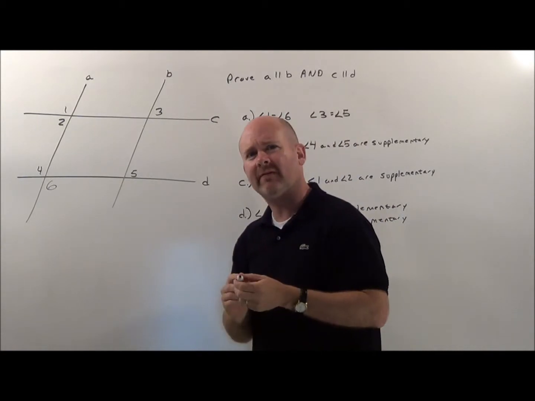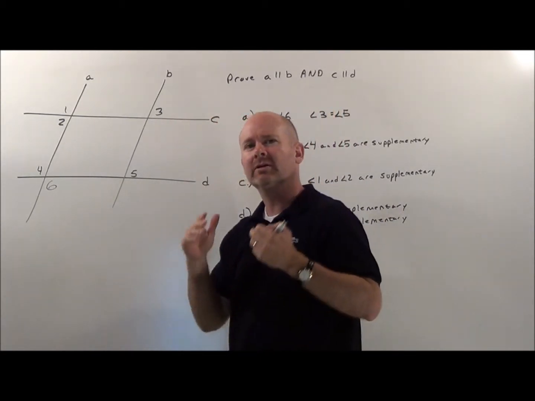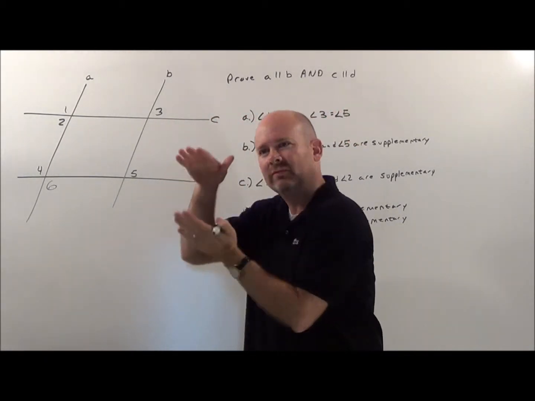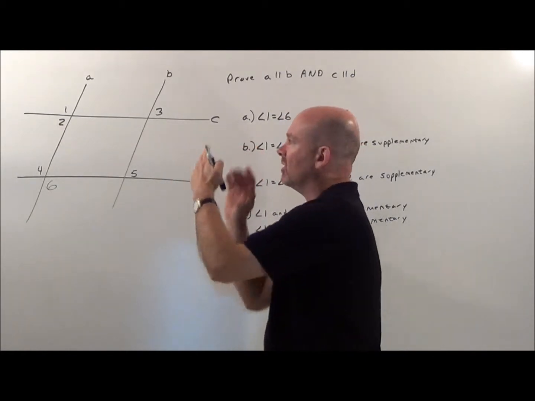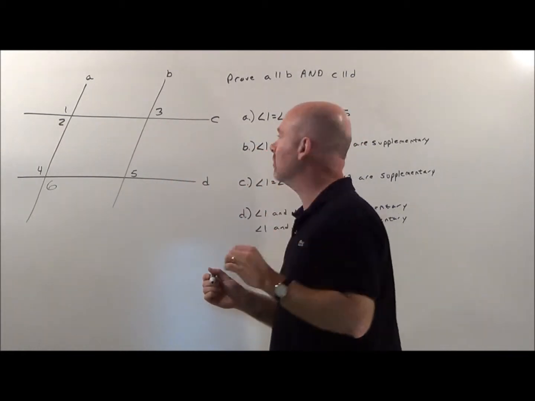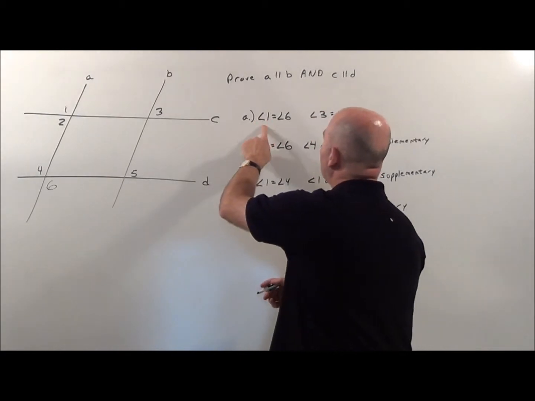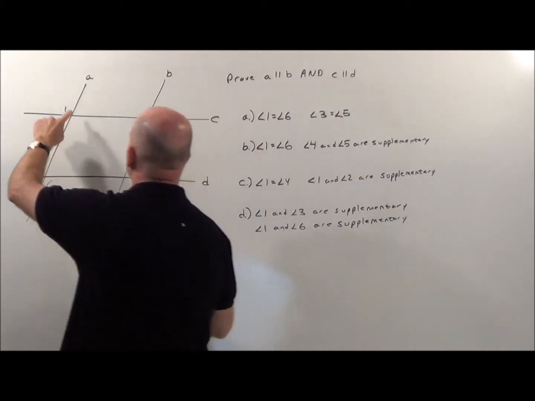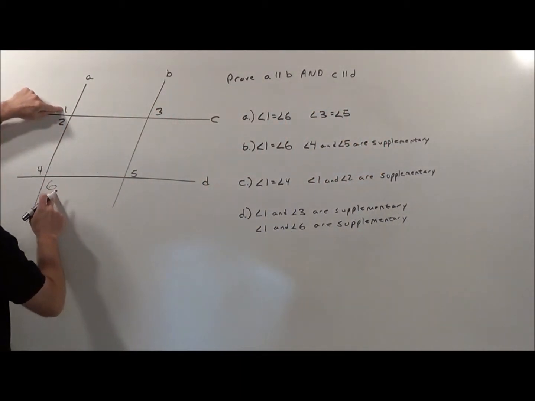This shouldn't be too difficult, but the problem is you sometimes get confused with, does that prove these lines are parallel, or is it these that we're talking about being parallel? So let's go through and take a look. It says angle 1 is equal to angle 6. So right here you would have angle 1 and 6 equaling.